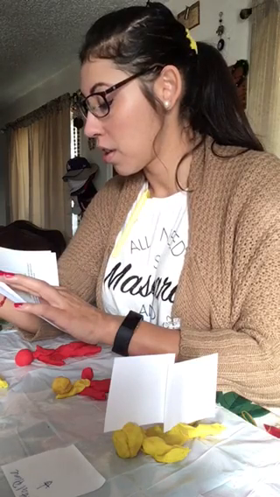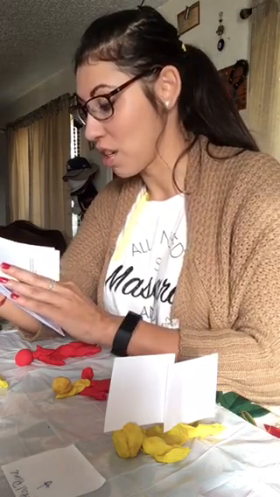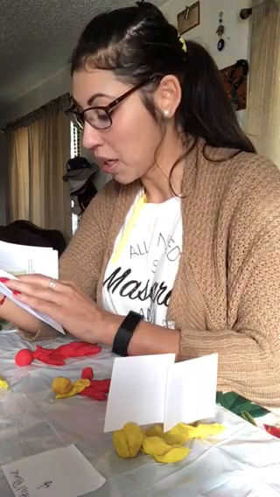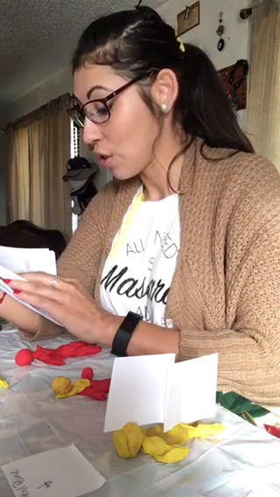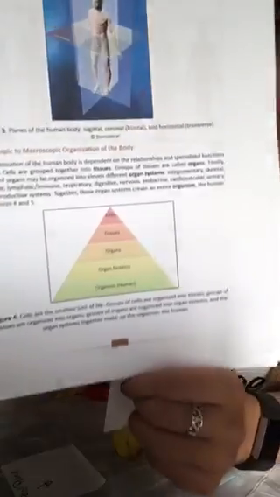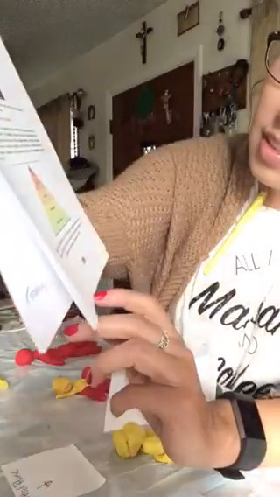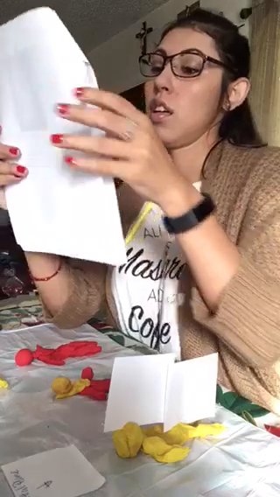These include the skeletal, muscular, lymphatic, immune, respiratory, digestive, nervous, endocrine, cardiovascular, urinary, and reproductive systems. Together, these organs create an entire organism, the body. You can see it in figure 4 and figure 5. Cell, tissue, organs, organ system, and organism, humans. So that's one. And here is the body.